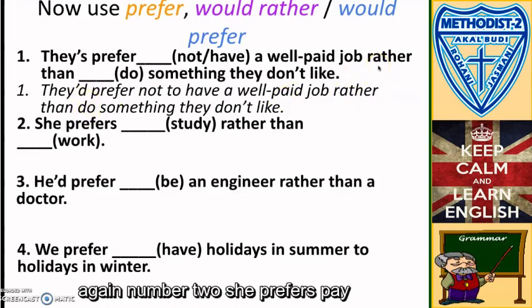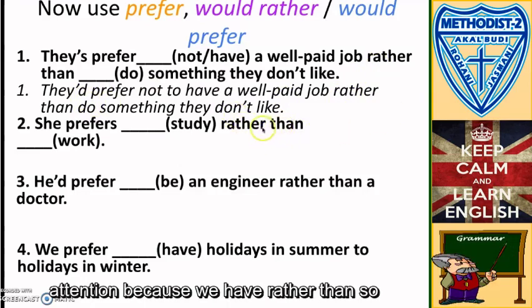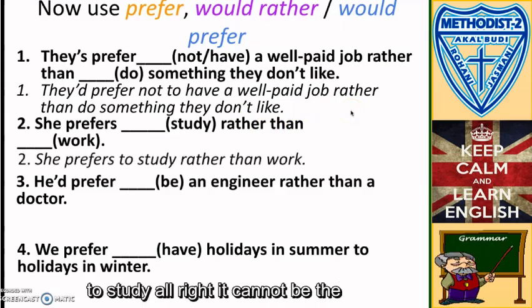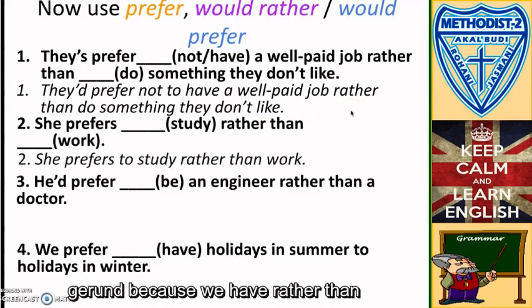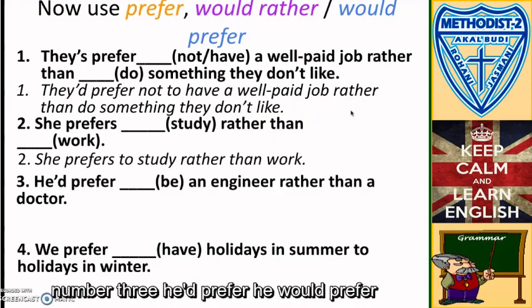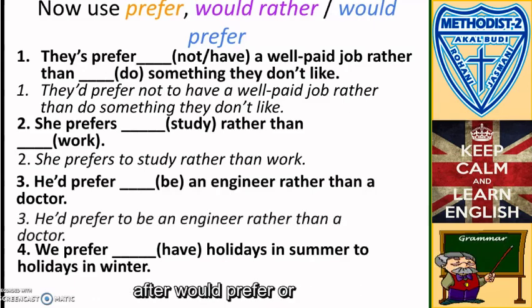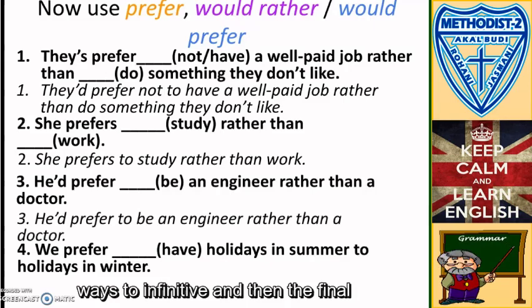Number two, she prefers, pay attention because we have rather than, so only one option is possible. She prefers to study, all right? It cannot be the gerund because we have rather than. Number three, he would prefer to be an engineer, okay? After would prefer, always to infinitive.